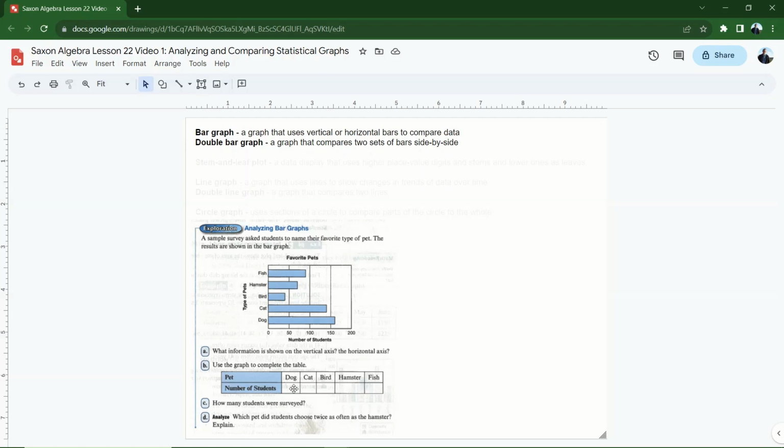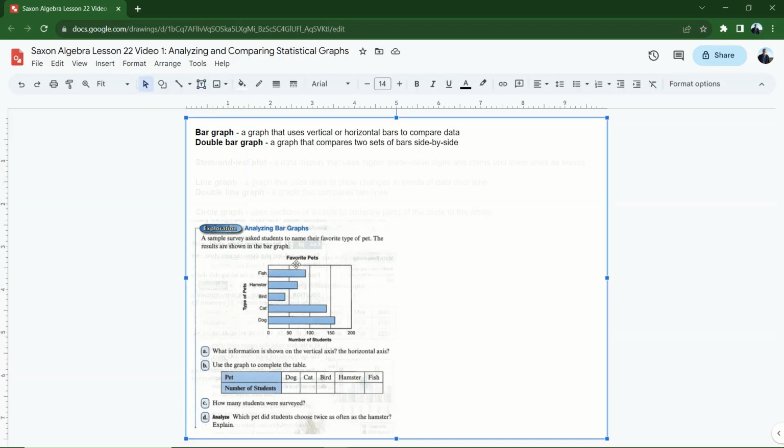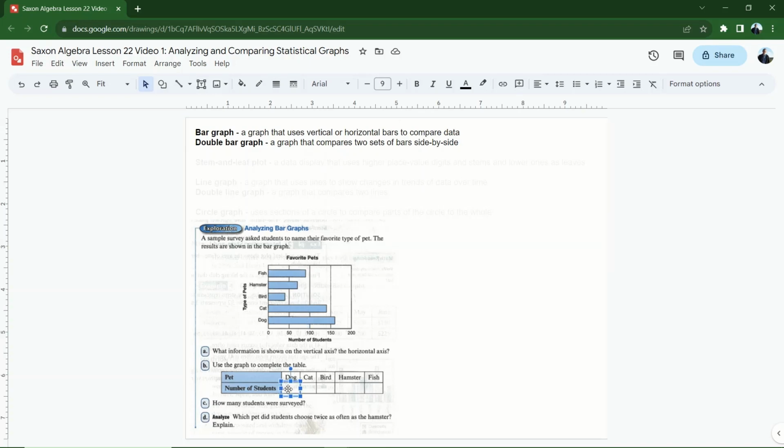All right, we need to use the graph to complete the table. So let's do that. Now keep in mind, when we're reading a graph, if I don't have the raw data in front of me, sometimes it's kind of hard to tell exactly what number each of these bars corresponds to. But if I had to guess, I would guess that the number of students who said dog, that's this bottom one, let's see, we're counting up by 50s on the lines. So it's not quite a fifth. I would say it's probably around 158.